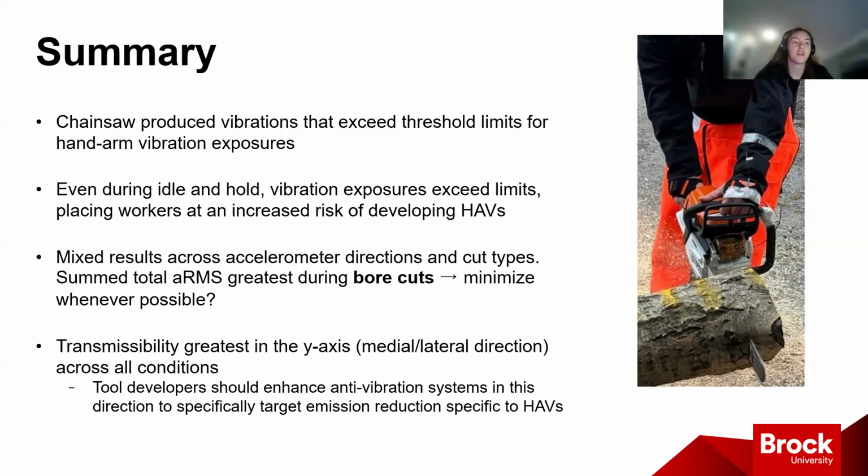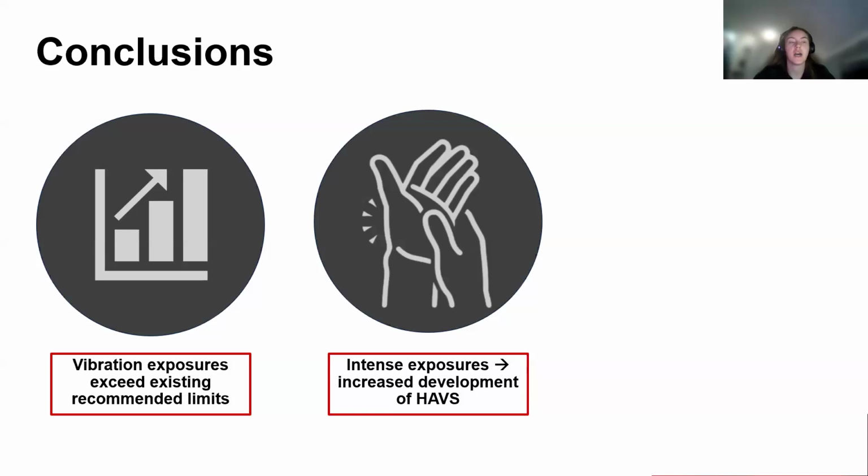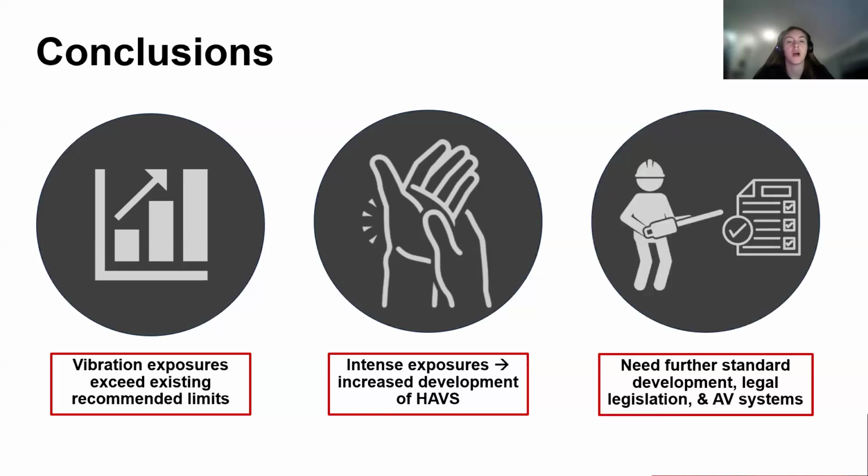So again, the findings of the study demonstrate that tree cutting chainsaws produce vibrations that exceed these values. And this is clearly an issue that we really need to tackle. So to conclude, the study found that vibration exposures in all cases really exceeded those existing limits. And as we know, prolonged exposure to these vibrations has been correlated with increases in various hand-arm vibration disorder development. So the study highlights the further need for standard development, as well as the implementation of some actual legislation to better protect workers. As well, we need to work on some standardized development in the way that we measure vibration and the way that we analyze it.